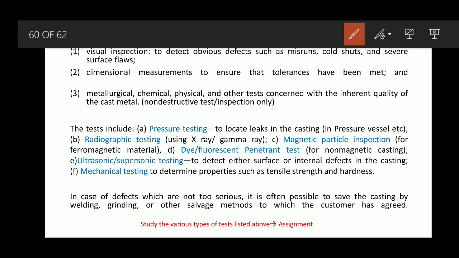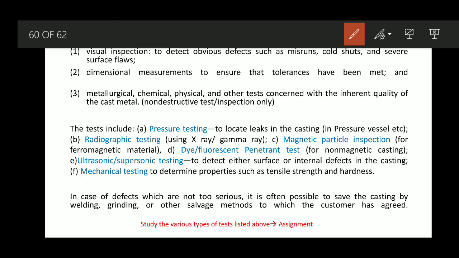Similarly, we can have ultrasonic or supersonic testing. It is used to detect either surface or internal cracks in the casting. Similarly, to check whether the particular cast part meets all the mechanical properties of strength, etc., we can go for different mechanical testing to determine properties like tensile strength, hardness, etc.